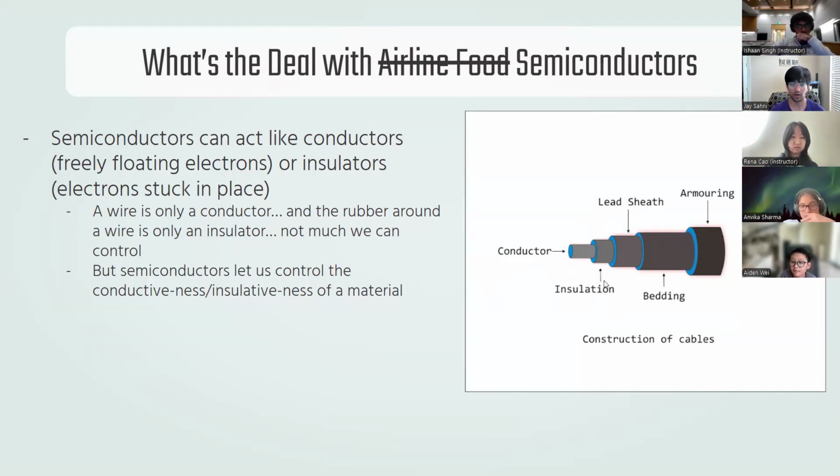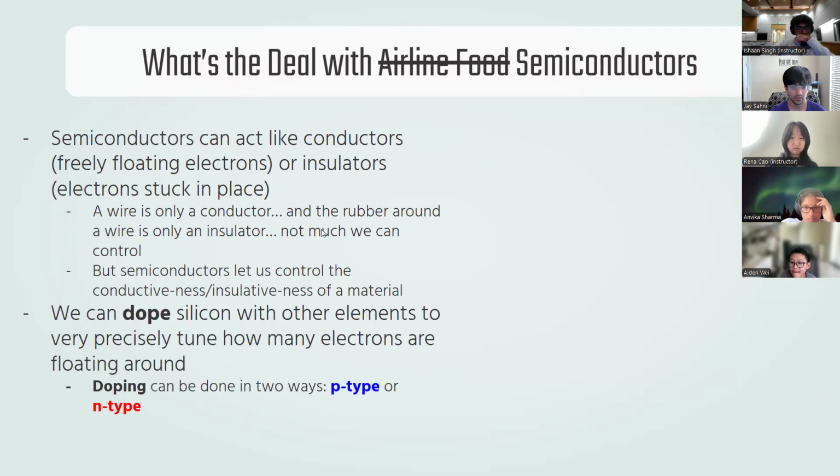We have properties of material that are entirely set. Whereas with semiconductors, we can dope our semiconductors, in this case silicon, with other elements to tune the electrons floating around and thus tune the properties it has, which is why it's so important and why it's used in electronics everywhere.